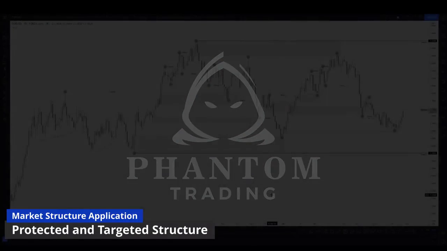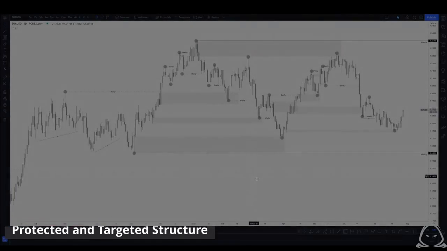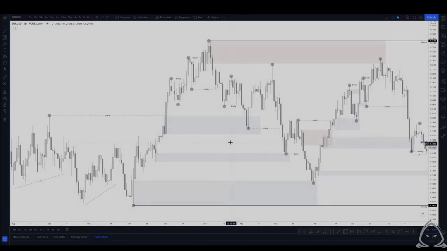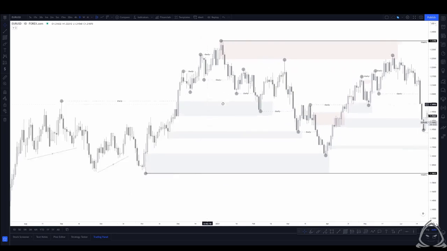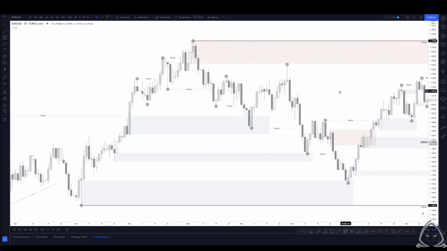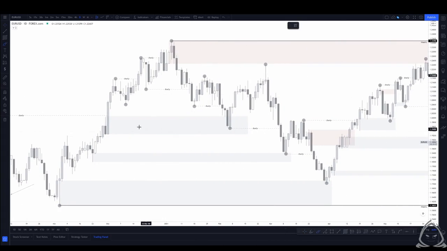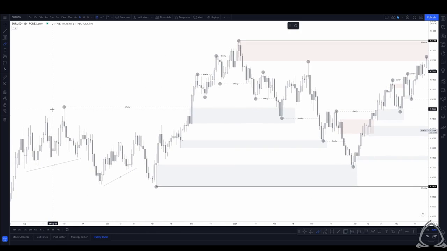Now that we've discussed protected and targeted structure, the best thing to do, as always, is to just dive into some chart examples to get a good indication of how this works in the live charts. We'll start on a daily chart here on Euro Dollar. What we can see is, again, we are creating an uptrend.